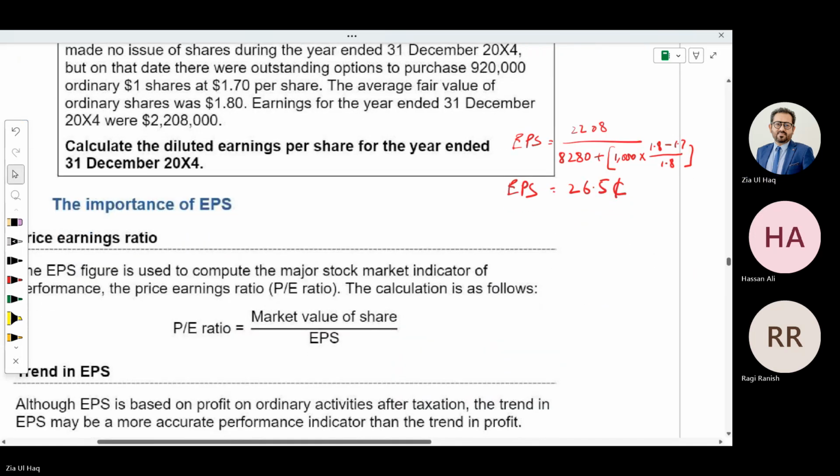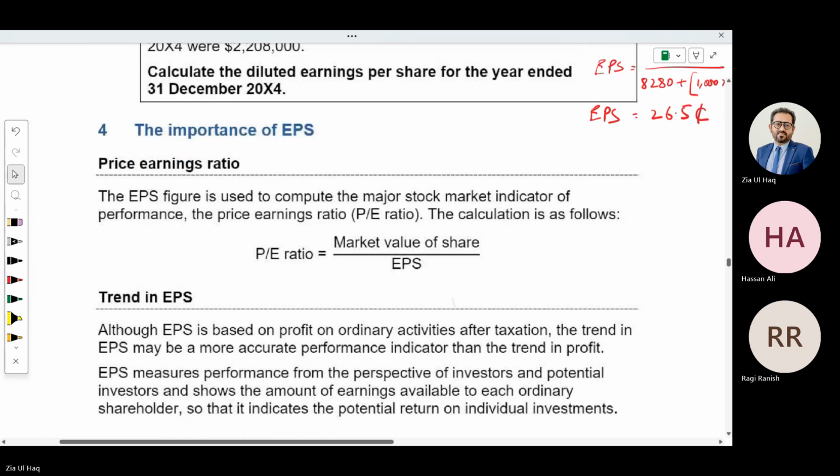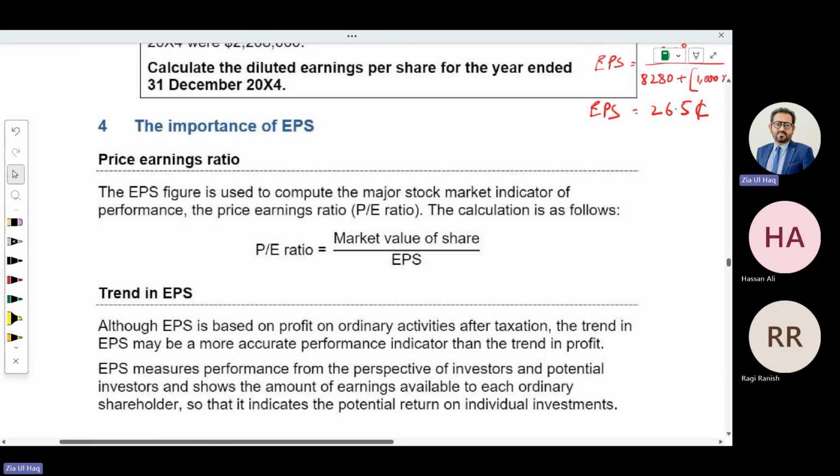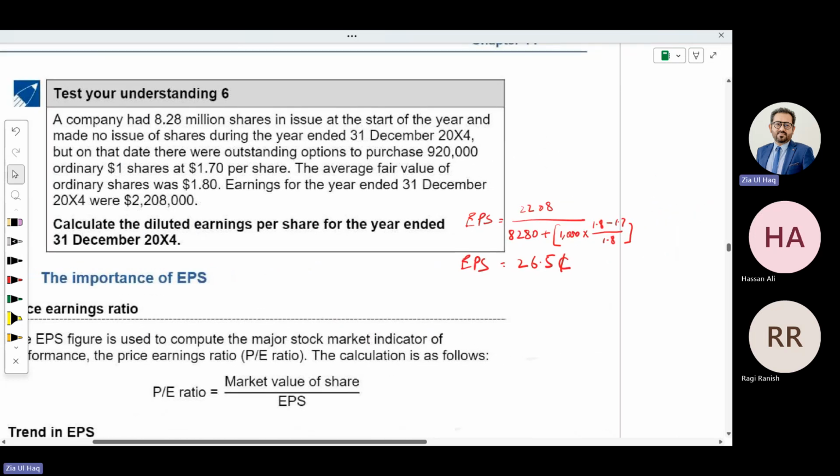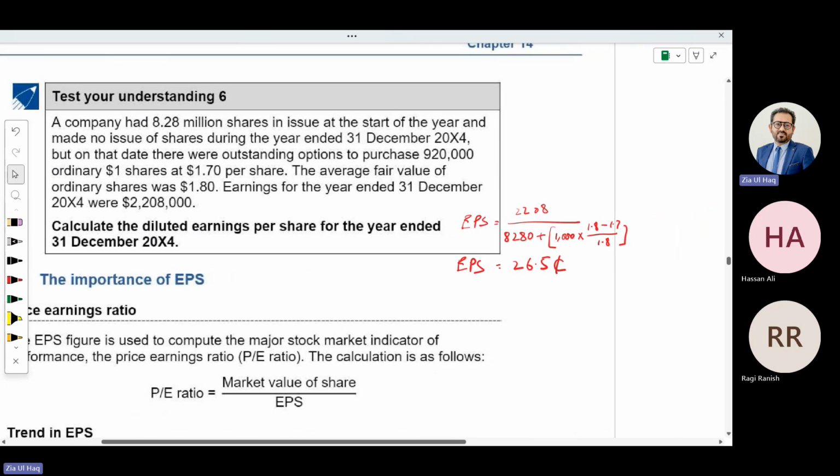Yes. EPS. One second. In the bracket, you took 1,000, because I took figures in thousands. Yeah, 2280, these 30 I omitted. No, that's okay. 1 million. 1 million means, are there 1 million shares? Oh, sorry. 920.